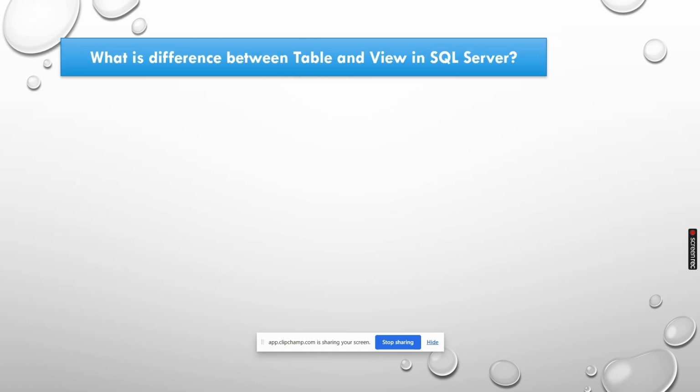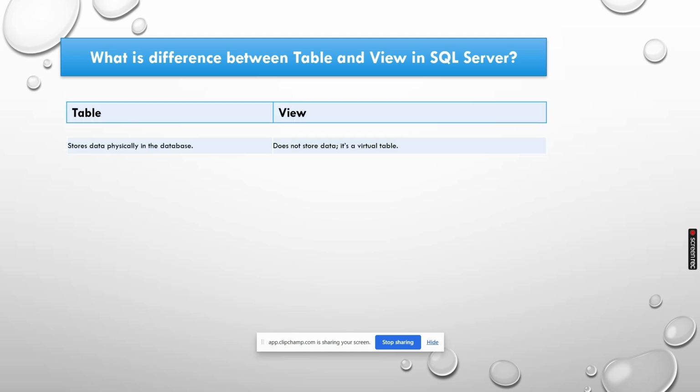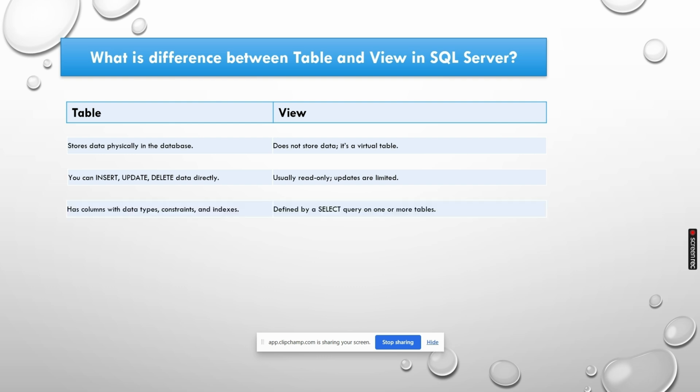Our next question is, what is the difference between a table and a view in SQL Server? A table stores data physically in the database. A view does not store data. It's a virtual table. In a table, you can insert, update, and delete data directly. A view is usually read only, and updates are limited. A table has columns with data types and contains indexes. A view is defined by a SELECT query on one or more tables.